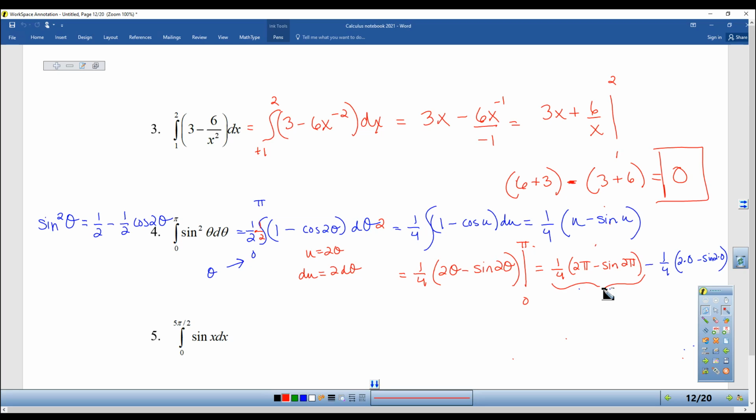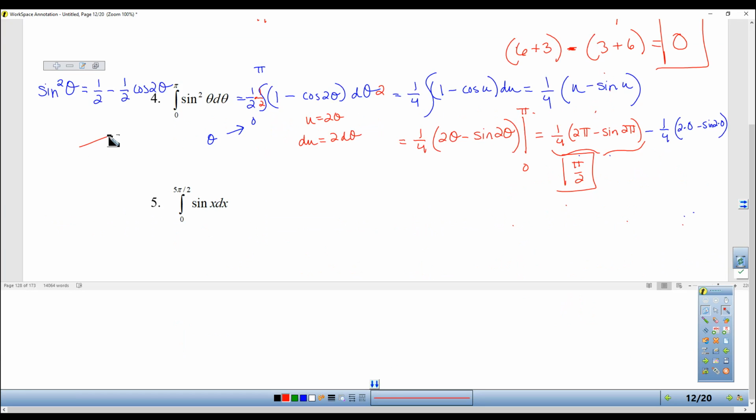This piece becomes 1/4 of 2 pi is pi halves, and sine of 2 pi is 0, so that's just going to go away. And then 2 times 0 is 0, and sine of 0 is 0. So that was actually the only piece that had to be done. And the answer is pi halves. So this one, honestly, we're on a worksheet called definite integrals, but this is really just practicing your integration skills, and knowing this formula was a key part of that.